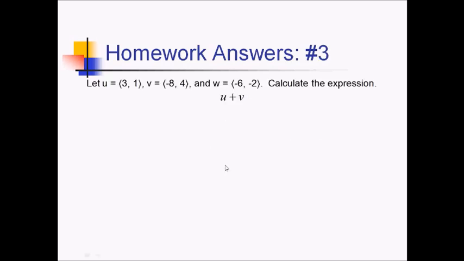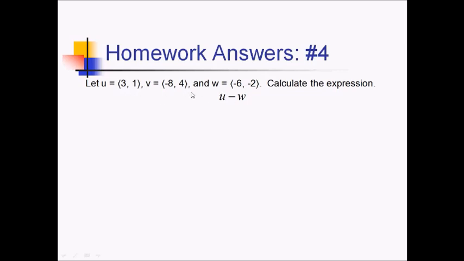Given these vectors up here, we're trying to find u plus v, so let's replace those with the actual component forms. So 3 comma 1 plus negative 8 comma 4. And then we're just going to add the x's and add the y's separately. So we're going to have 3 plus negative 8, or 3 minus 8, comma 1 plus 4, giving us the final answer of negative 5, comma 5.